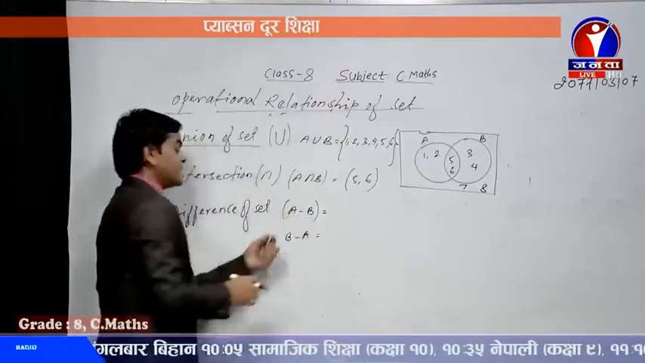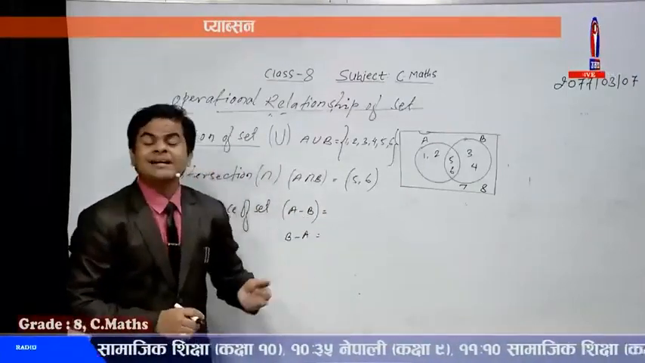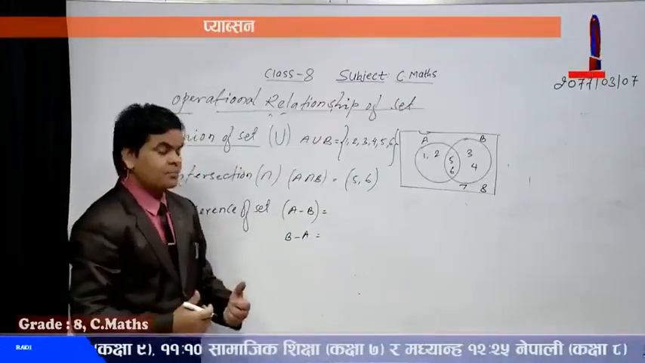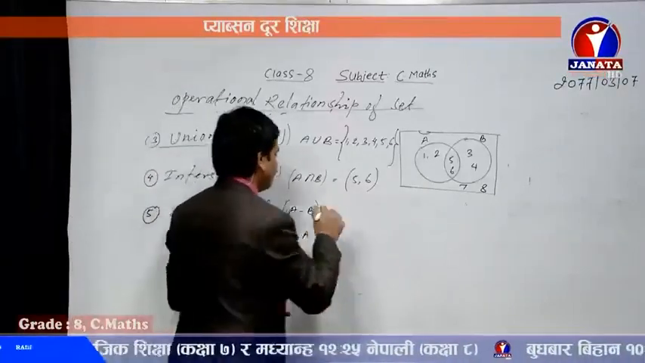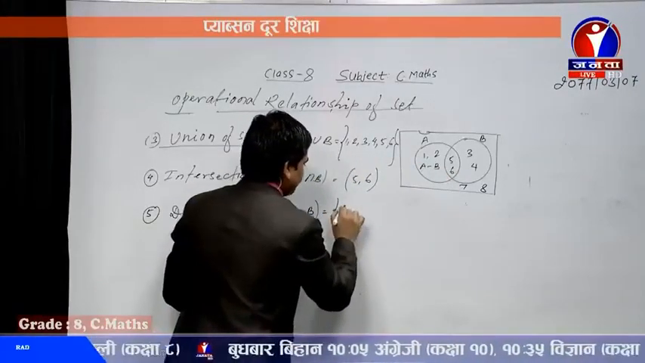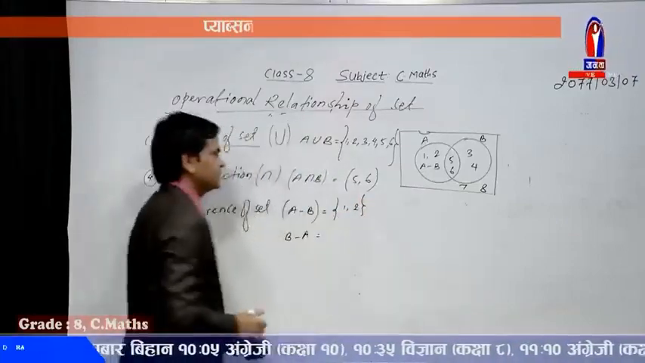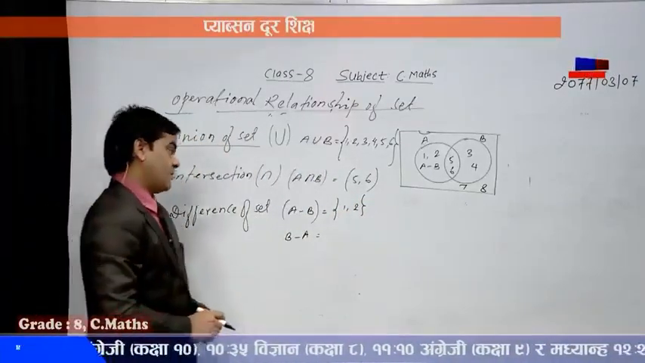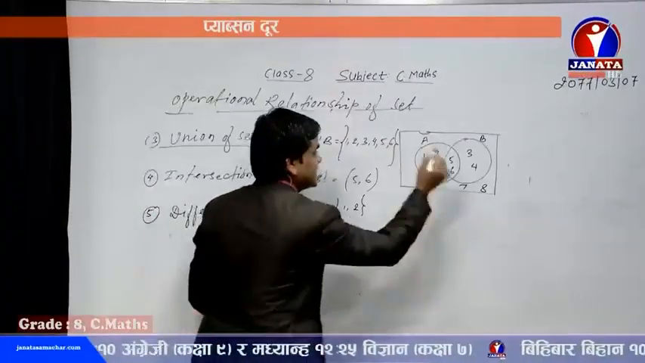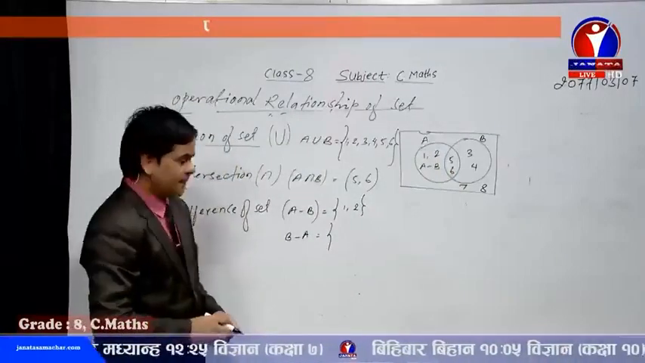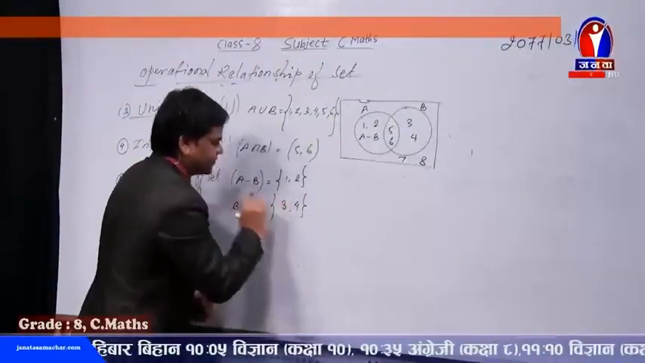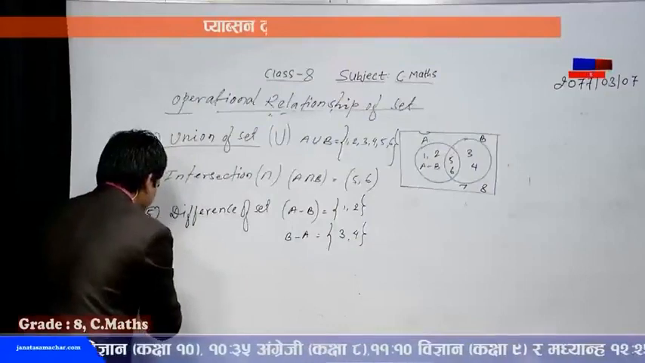How to find out? This represents only A, the elements of only A. Those elements which are contained in set A only, the pure elements of set A, only those we need to include. That means this is A difference B. If we include in the listing method, it will form like this: 1 and 2 are the elements of A only. Now, if you have to find the elements of B difference A, what do we do? Of course, we take the elements of B only, that means the pure elements of B. 3, 4.